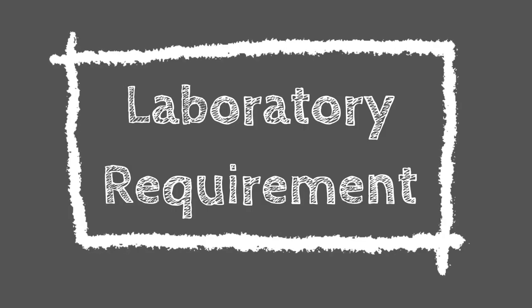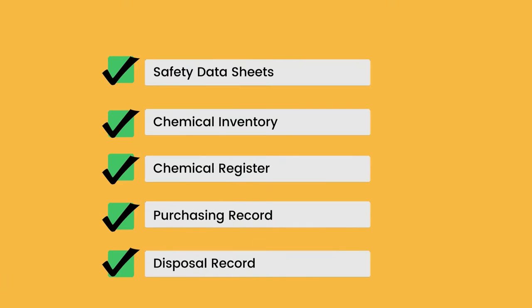Laboratory requirements. All laboratories should provide the following documents: safety data sheet, chemical inventory, chemical register, purchasing record and disposal record. All the documents must be updated regularly.